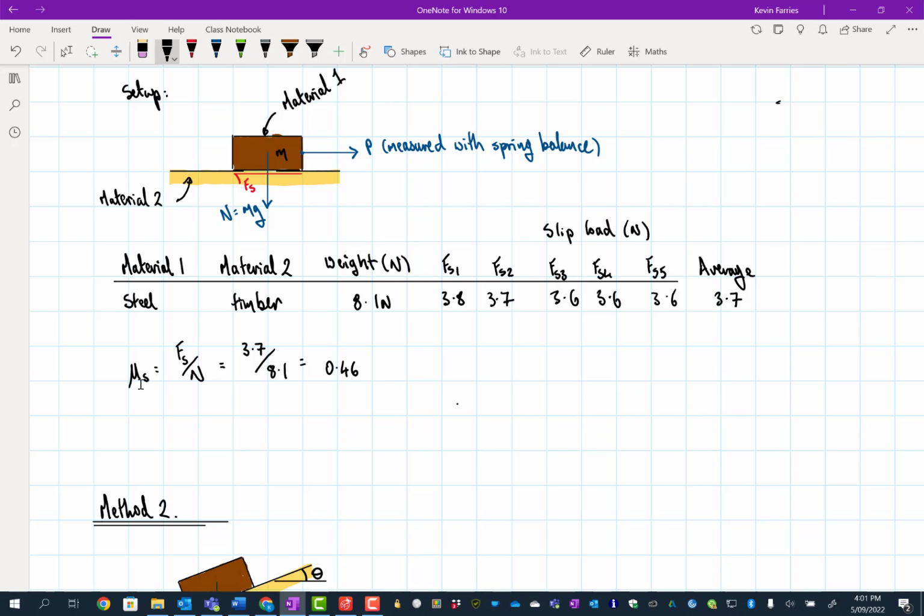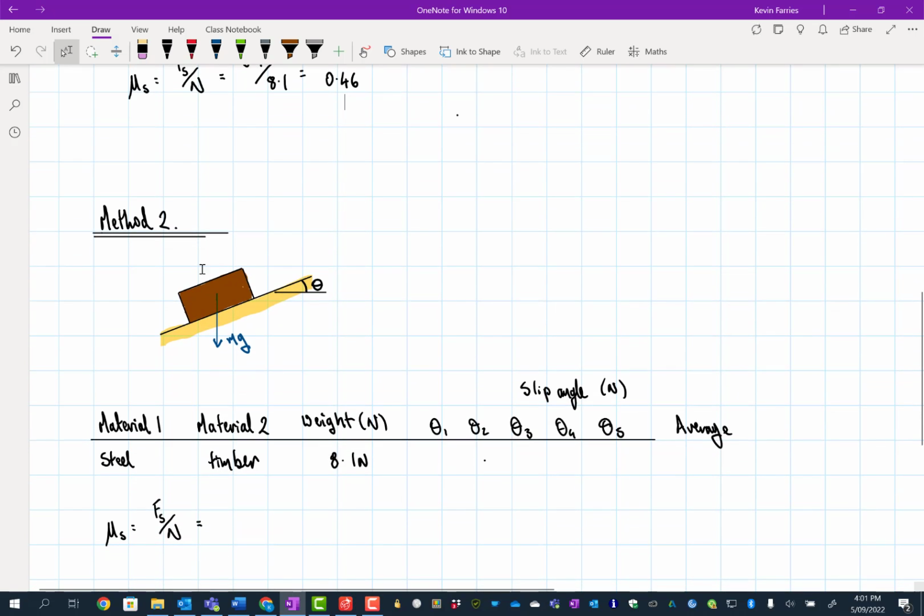The second way, let's see if I can manage this. Should be okay. Let me just bring this back so you can see it. So the second way is shown here. You put the material underneath, you incline that slope, so you increase the angle of that slope until this block slips, and we'll have a look in a minute about how you figure out the coefficient of static friction from that.